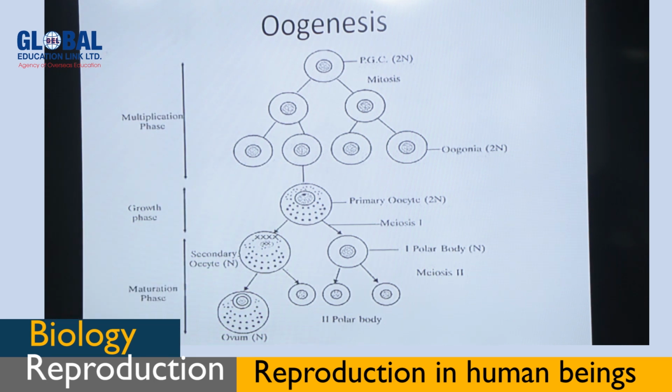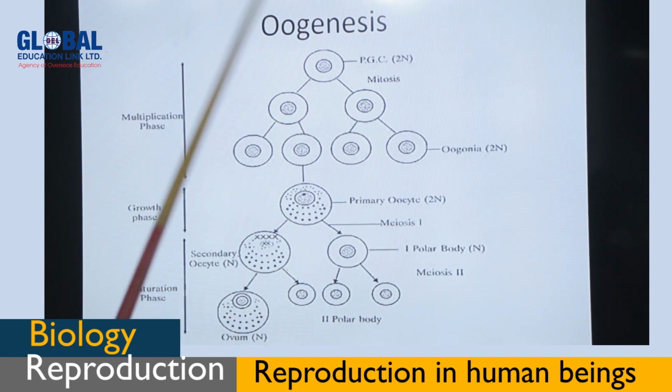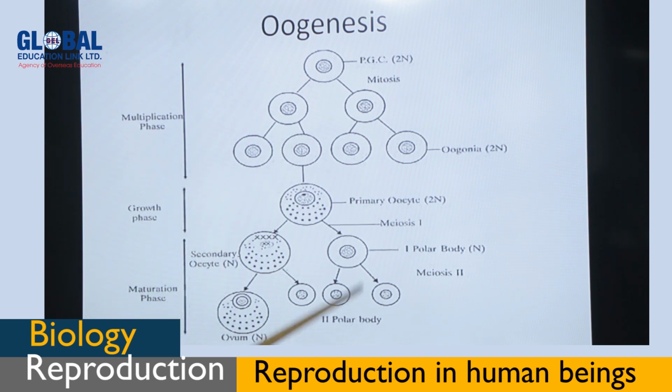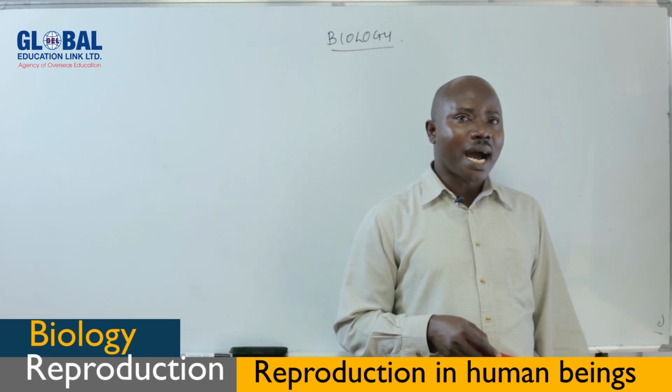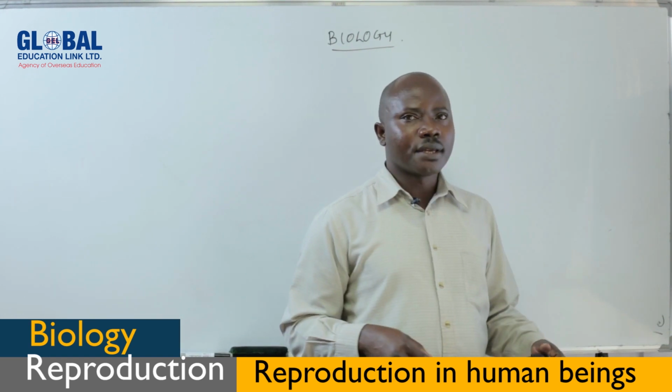The second phase is meiotic division, in which the primary oocyte undergoes meiosis 1 to produce the secondary oocyte and the first polar body. These are non-functional because they have a small proportion of cytoplasm and lack the other necessary structures that will make them functional. The second meiotic division transforms the secondary oocyte to the ootid, in which another polar body, the second polar body, is formed. This is also non-functional because it has a small proportion of cytoplasm and lacks other important structures that will make it functional. But this meiosis 1 normally occurs at puberty, and this is stimulated by estrogen.